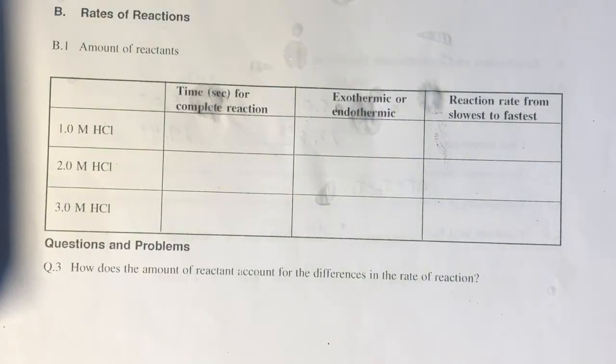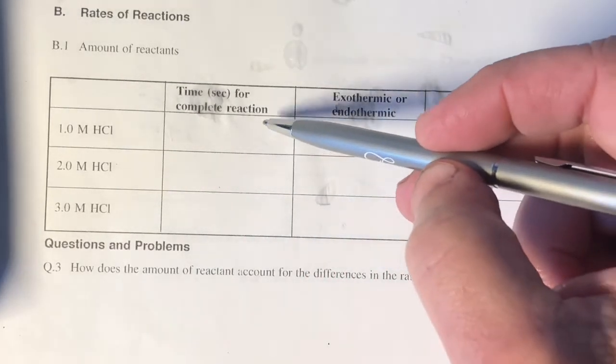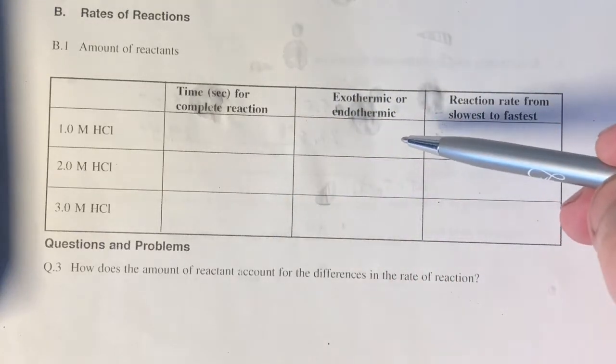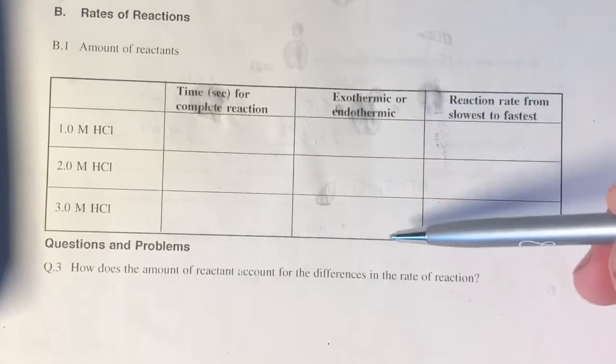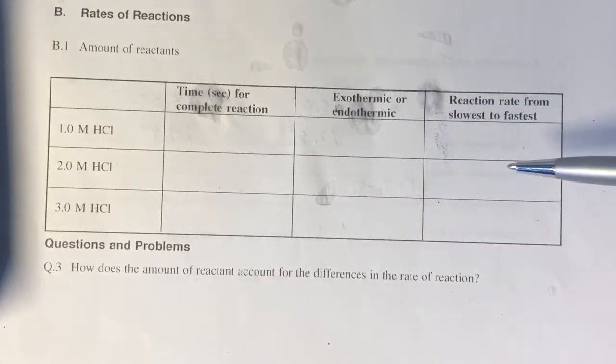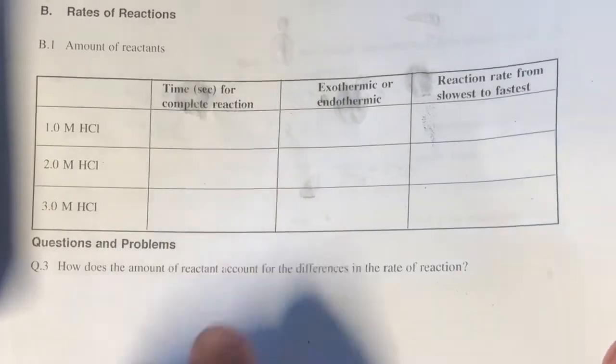All right, sorry for the break there. I had to go wash my hands. All right, so again, we noted the time for each one of those. So go ahead and watch it again if you didn't note those. Exothermic or endothermic, they're all exothermic. And then of course the reaction rate, the shorter the time, the faster the reaction. Maybe we'll talk about this in a separate video lecture.